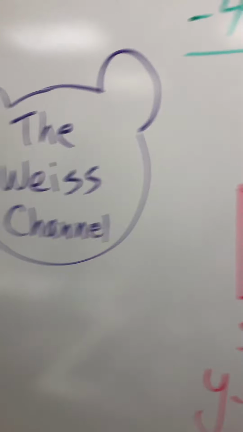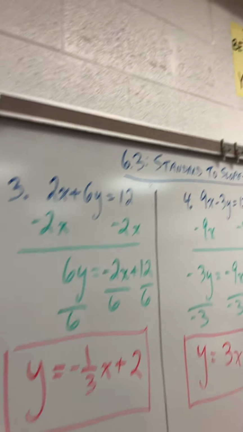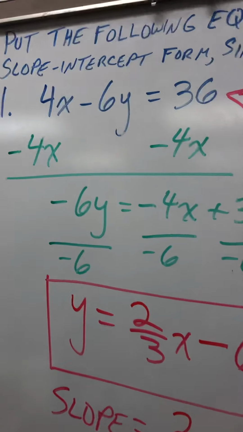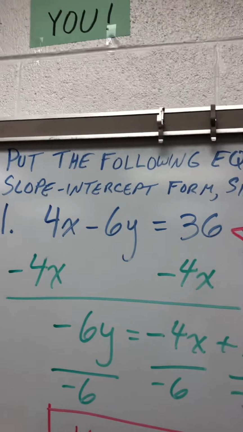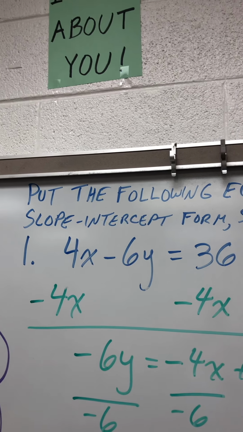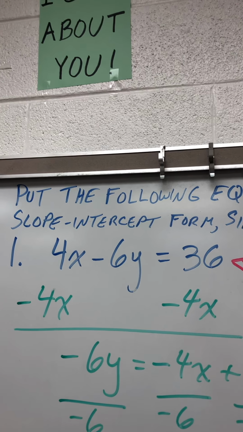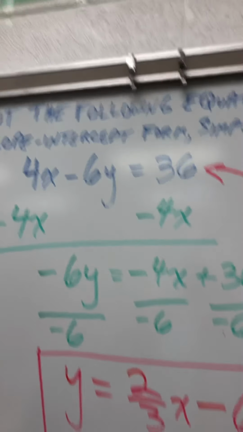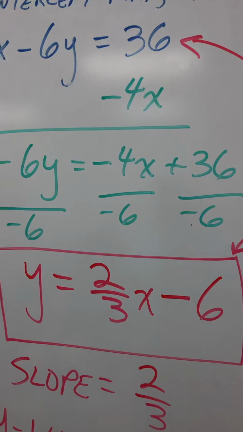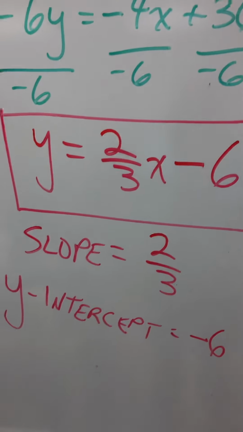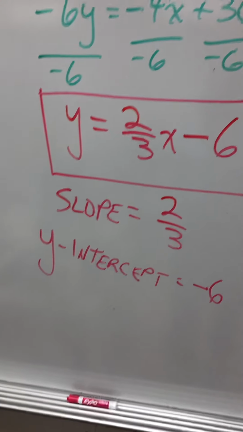Today, we are going to change standard form to slope-intercept form. For example, this equation here is in the form of something x and something y equals something. So to change to slope-intercept form, y equals mx plus b, right? Where the slope is m and the y-intercept is b, right?